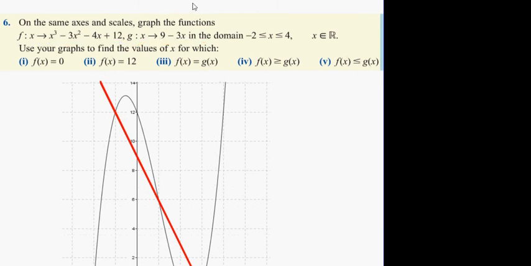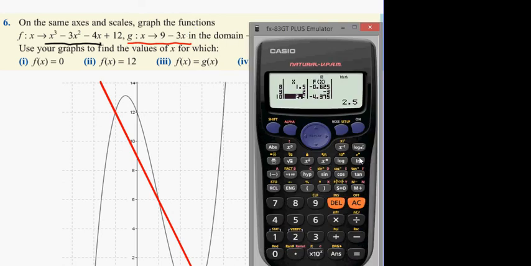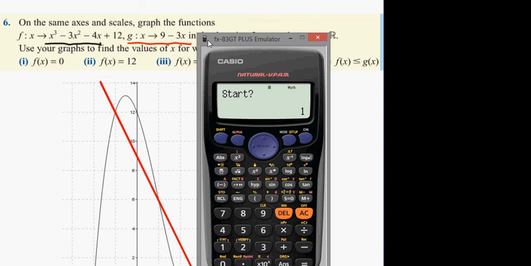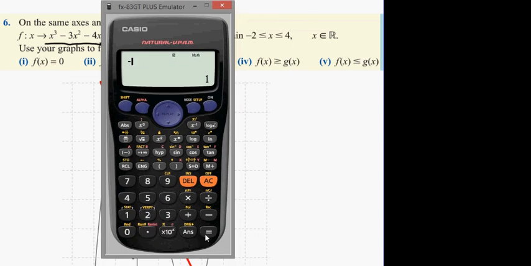Okay, how would you get the points for both of these, lads? How would you get the points for this? Put them into the calculator and draw them out. So just so I'm not going too fast, you can put g of x into the calculator as 9 minus 3x. Okay, once you've done that, you're going to have to start at minus 2, and you're going to end at 4.